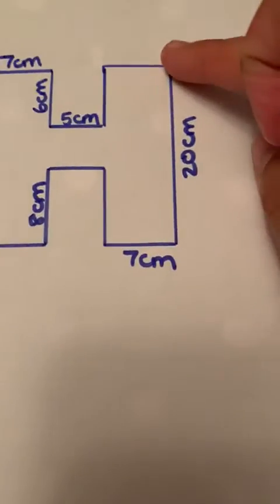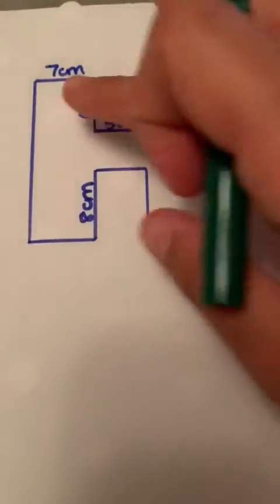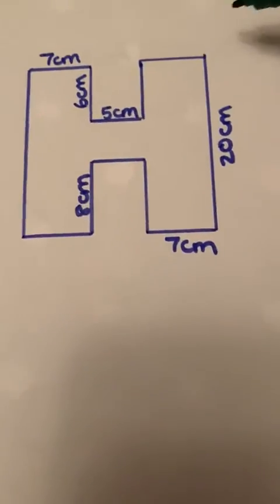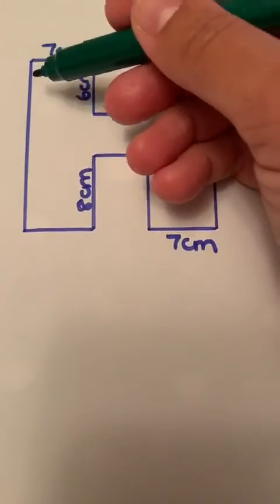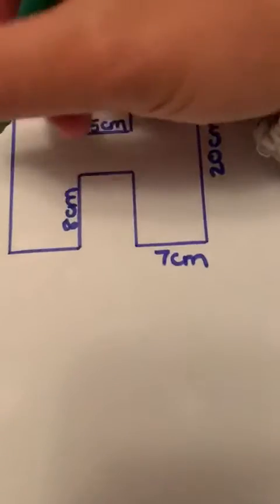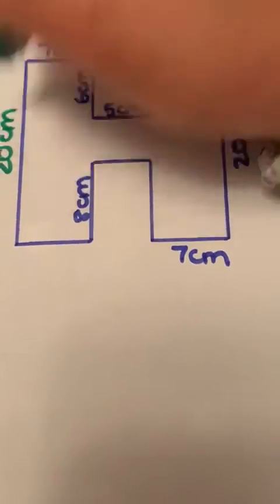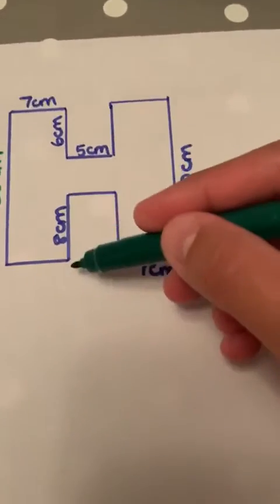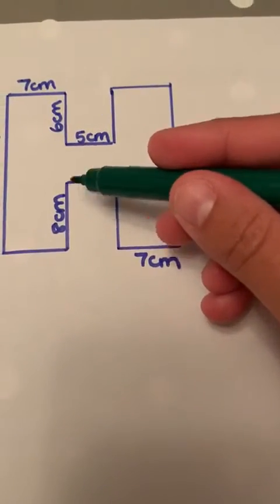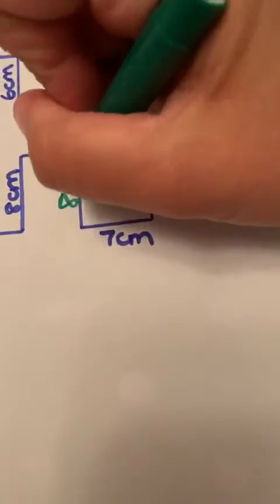So, looking at parallel lines, so looking at lines that are opposite and equal, we can see, without measuring, because it's not to scale, that this line is the same length as this line. Therefore, this must be 20 centimetres. Then, if this is 8 from the bottom up to the middle, then so must this be. So that is 8.